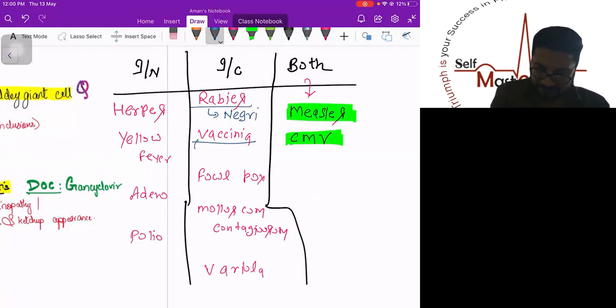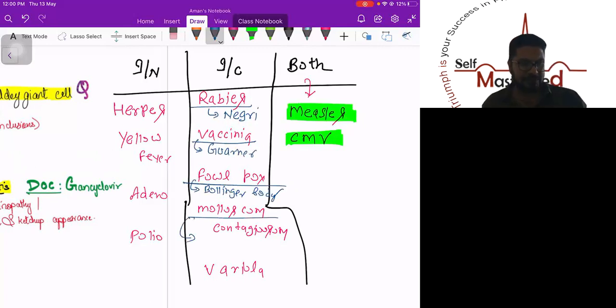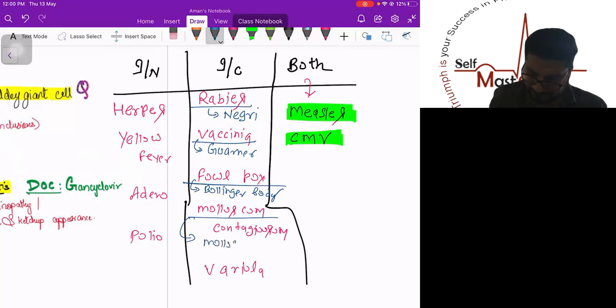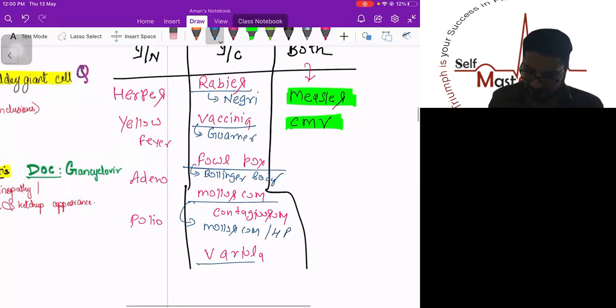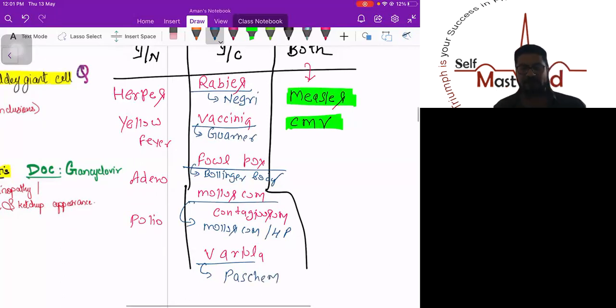In case of vaccinia, we call this Guarnieri bodies. In case of fowl pox, we call this Bollinger body. In case of molluscum contagiosum, we call this molluscum bodies, or Henderson-Patterson bodies, HP bodies. In variola, we call this Paschen bodies. So these are some of the bodies.